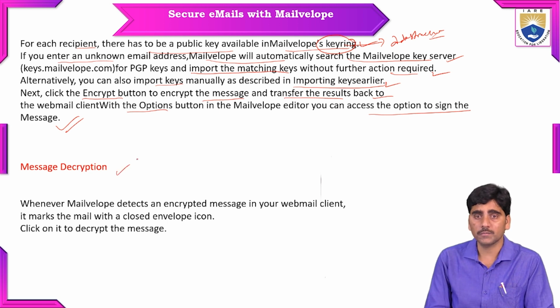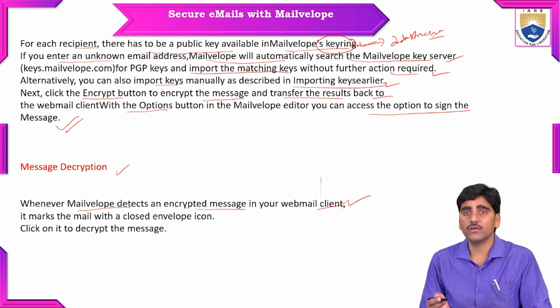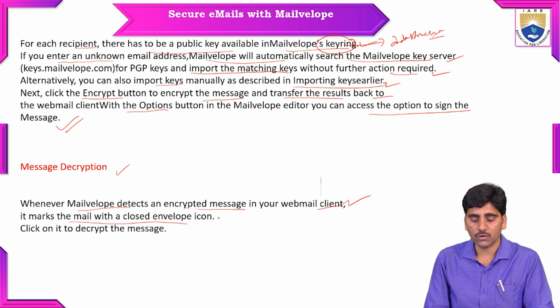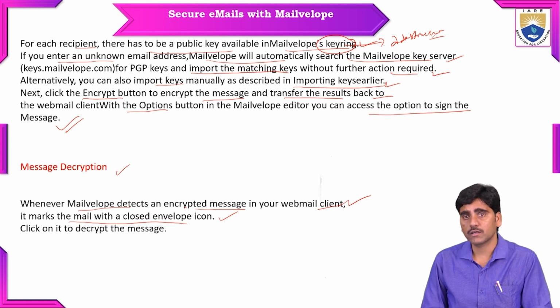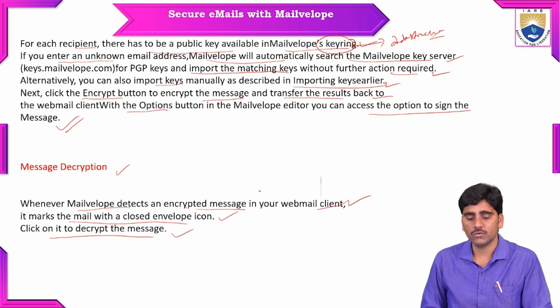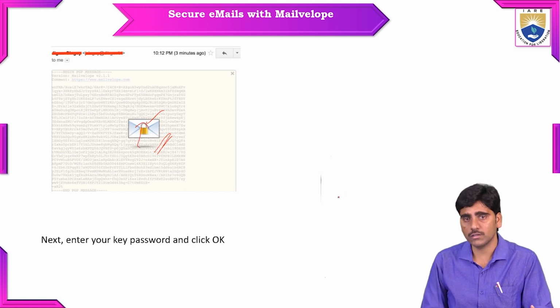Next, message decryption. Whenever Mailvelope detects an encrypted message in your webmail client, it marks the mail with a closed envelope icon. Click on it to decrypt the message. Here it is showing the message with the lock symbol. If you click on this icon, it asks you to enter a password.